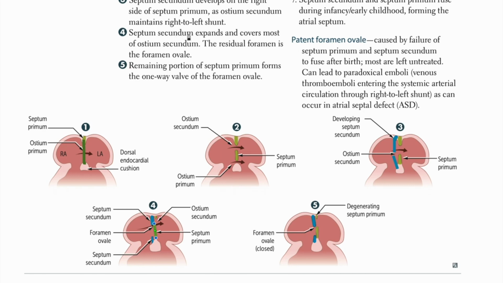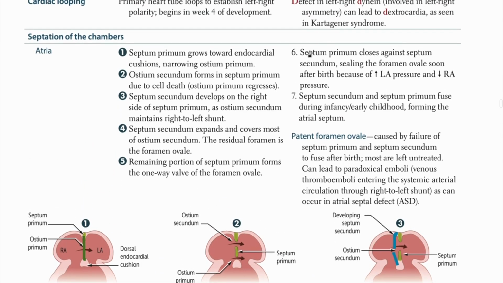Okay. So septum secundum expands and covers most of the ostium secundum. Then the residual foramen is the foramen ovale. Remaining portion of the septum primum forms the one-way valve for foramen ovale. That just means that it can go from here to here, but that's it. It can't come from here to here, because when it does that, it's going to push septum primum against septum secundum and close the valve, so it can't do that. So it's a one-way valve.